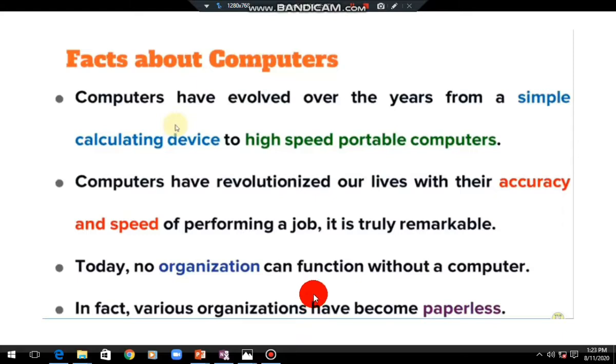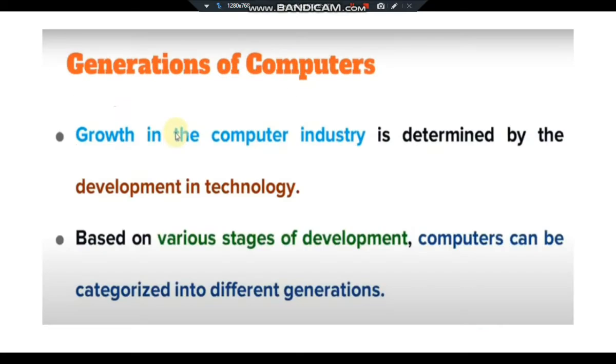Next we will see the next topic, generations of computers. How can we classify the generations of computers?